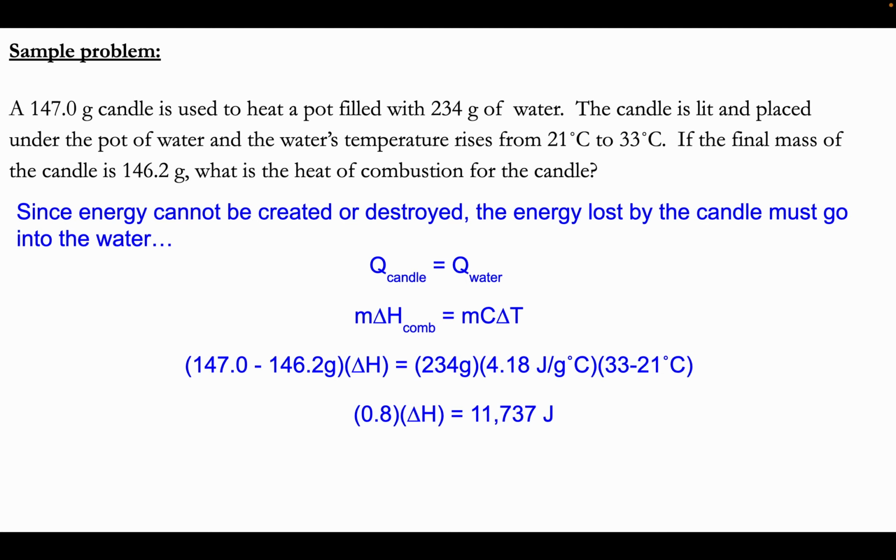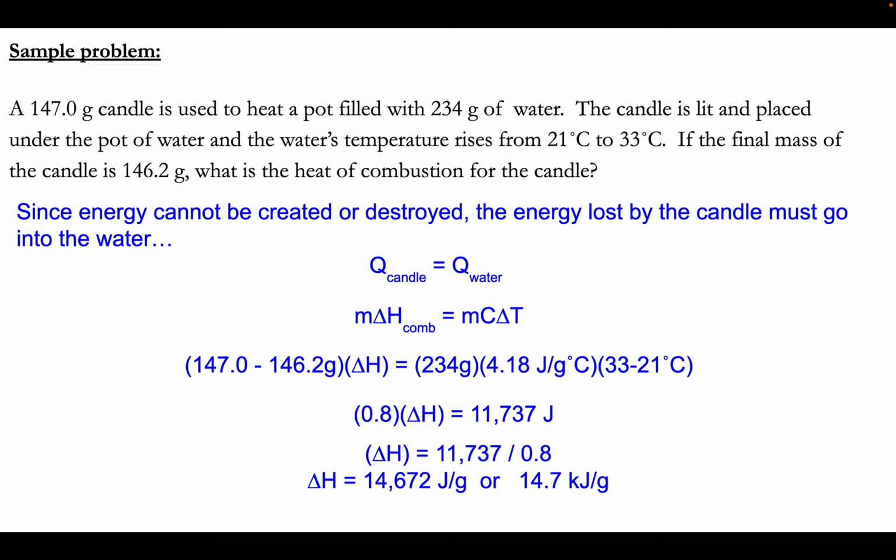So if I rearrange, do some algebra, I get 11,737 divided by 0.8, or my delta H of combustion is equal to 14,672 joules per gram. Wow, that's a mouthful. So chemists will usually shorten that and just say, hey, that's 14.7 kilojoules per gram.